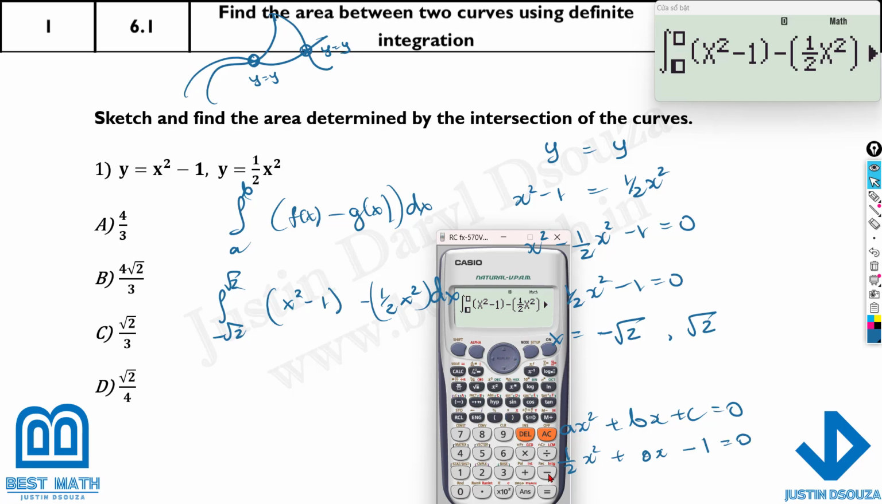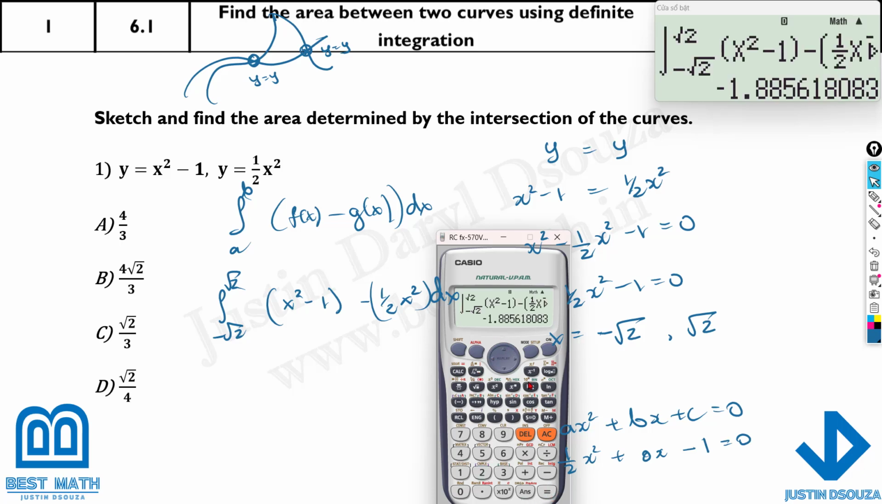And what do we have here? Minus square root 2 divided by, for the upper limit, it's square root 2 itself. And the answer is negative 1.8857. Now we need to simplify these. But before that, why is this minus coming? Because I have chosen the equations wrongly. This is the upper function minus the lower function. In the exam, you don't need to do it again.